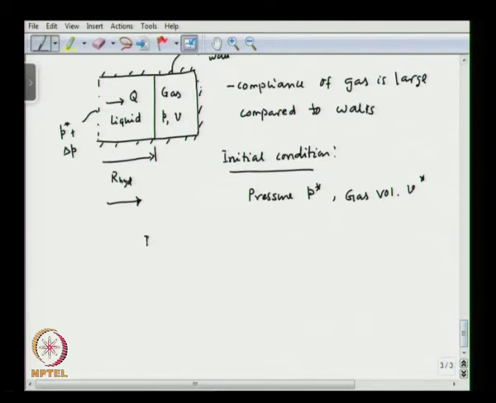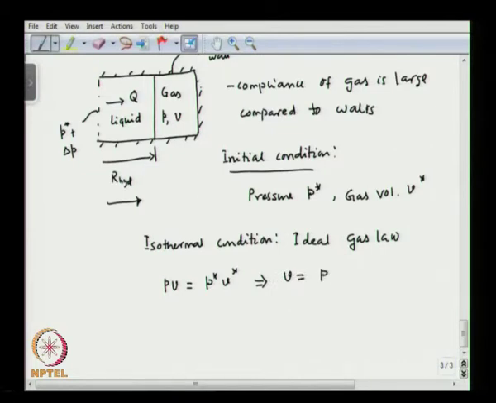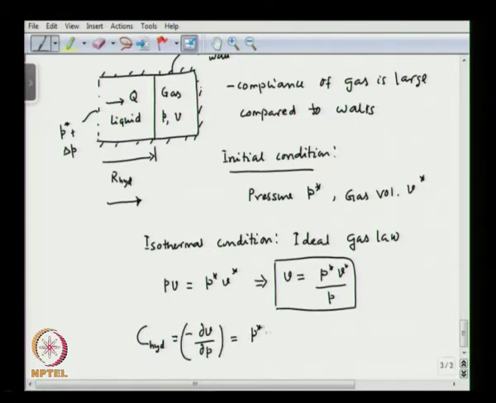Okay. And if you assume isothermal condition, you can apply the ideal gas law. So you can say P times V is going to be P star times V star. So you can find V equal to P star V star divided by P. Okay. Now we can find compliance: C hydraulic is minus dV over dP. Okay. So we can find it to be P star times V star over P squared. Okay.